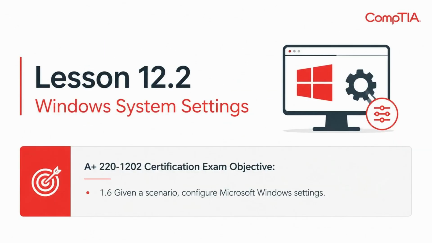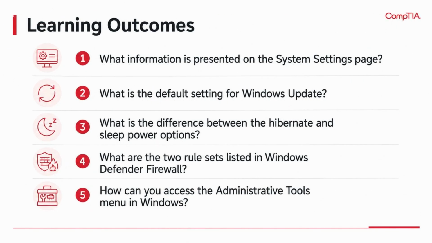Welcome to this video on Windows system settings. This lesson covers key configurations for managing your Windows environment, aligned with CompTIA A+ certification objectives. In this video, we will explore the information found on the System Settings page, default Windows Update settings, power options like Sleep and Hibernate, firewall rule sets, and how to access administrative tools.